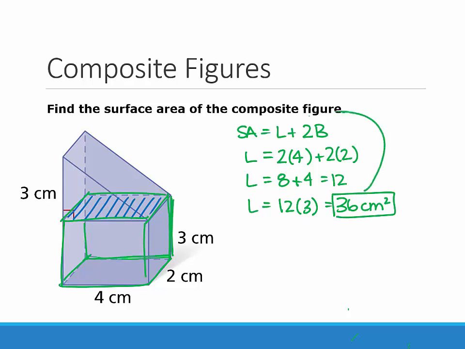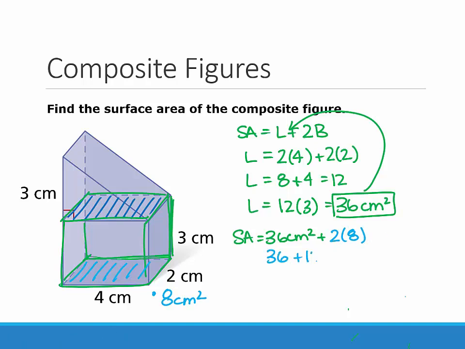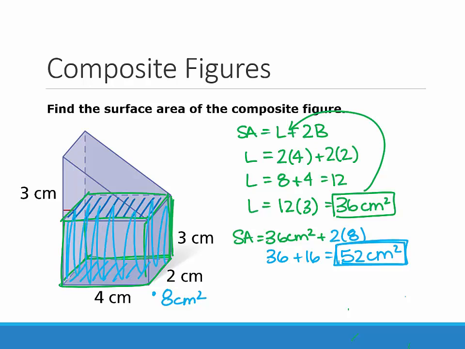So this lateral area, I'm going to come up here and plug in. And then my surface area is going to be this 36 centimeters squared plus 2 of the bases. And remember, since these bases are rectangles, it's just 4 times 2, or 8 centimeters squared. So we got 2 of those. So it'll be 16 plus 36. So we end up with 52 centimeters squared. Now that is just this guy here. We need to do the same thing over for this up here.